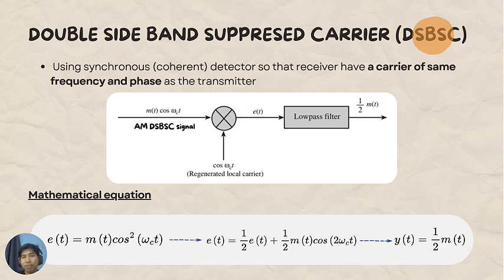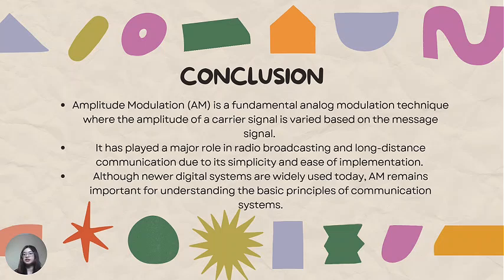original message. In conclusion, amplitude modulation is a basic and important communication technique where the amplitude of the carrier signal is varied according to the message signal. Although modern systems now use advanced digital modulation methods, AM still remains essential for understanding the fundamentals of communication systems and signal transmission.